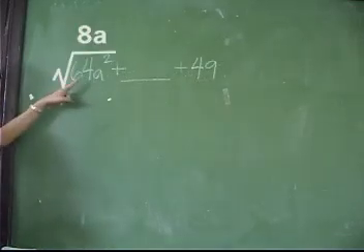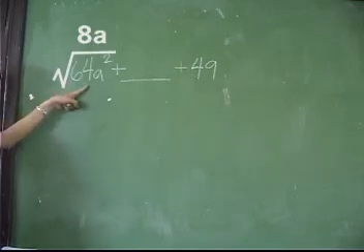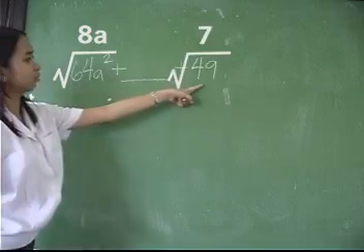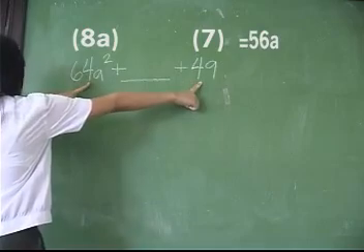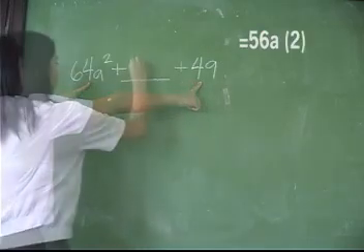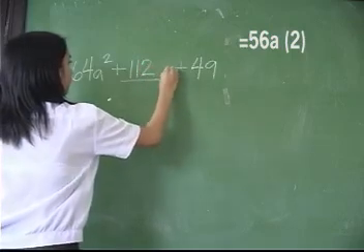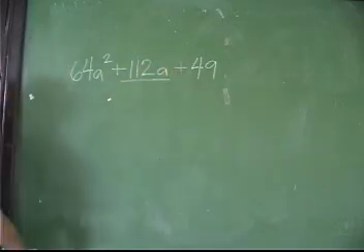The square root of 64a squared is equal to 8a. The square root of 49 is equal to 7. 8a times 7 is equal to 56a. 56a times 2 is equal to 112a.